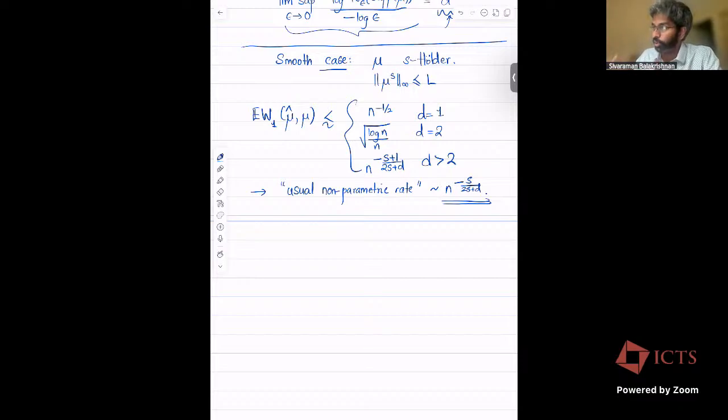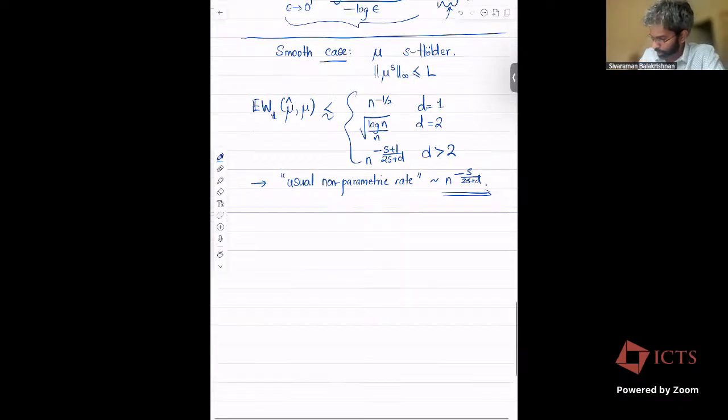That is, it'll say that you cannot estimate your object. Whereas the W1, as s goes to 0, will back off to this n to the minus 1 over d rate. So you can still consistently get some estimate of your distribution in the W1 sense. And it is always the case that the W1 rate will be somehow slightly faster than the non-parametric rate.